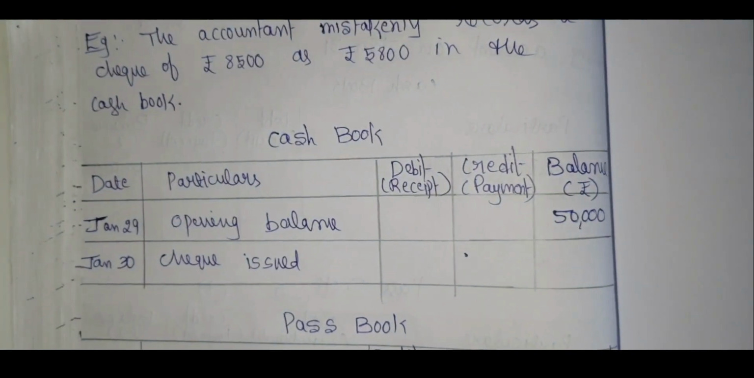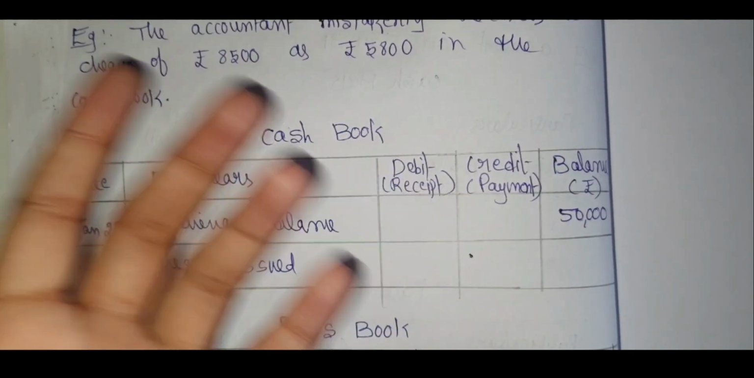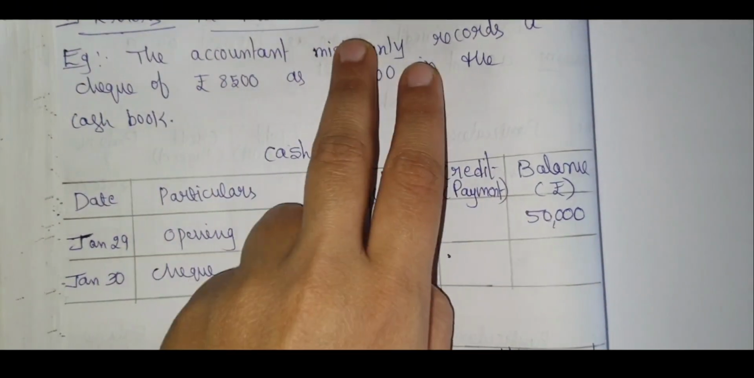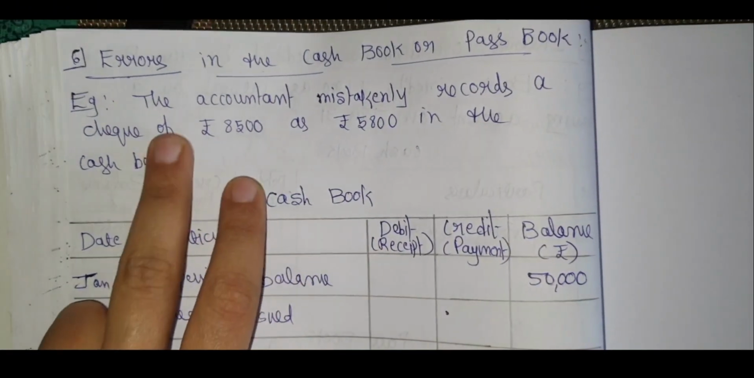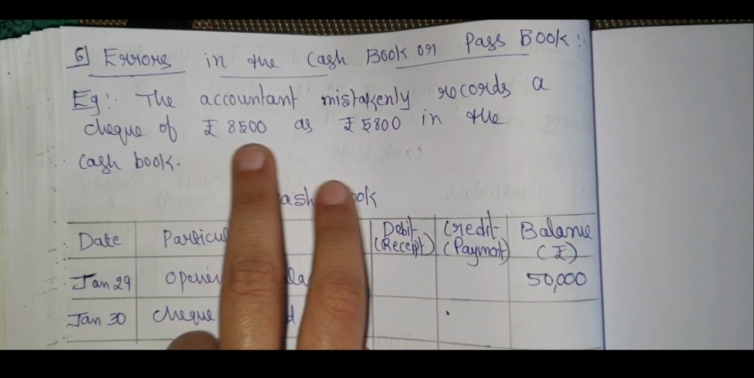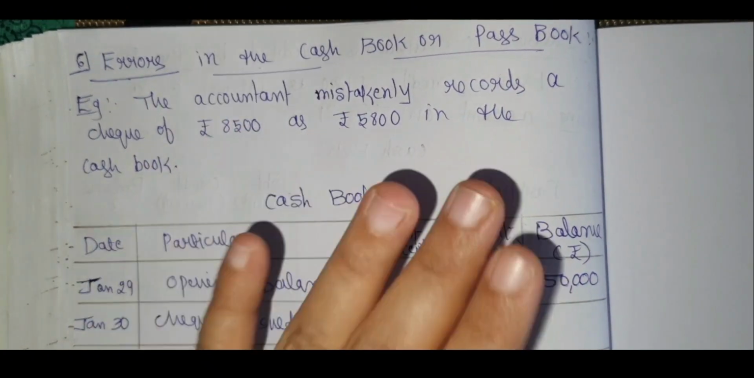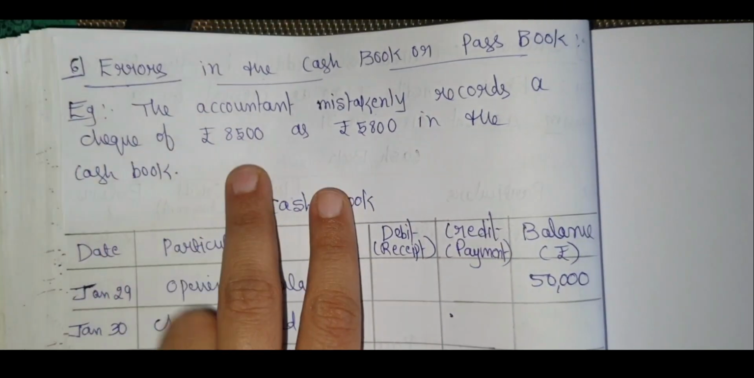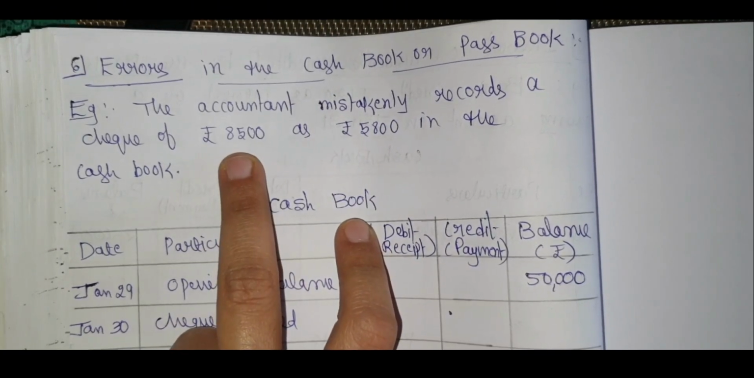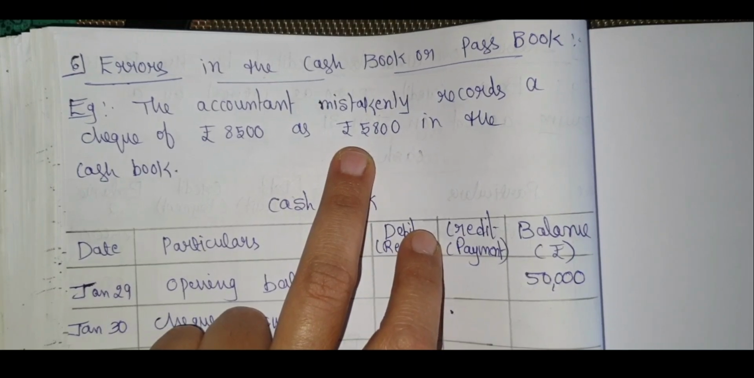It means what? Mistakes like duplicate entries, wrong amounts, or any omissions in either the business records or the bank statements. Okay, so these are errors in the cash book or passbook. For example, the accountant mistakenly records a check of rupees 8,500 as rupees 5,800 in the cash book. The actual amount is rupees 8,500, but he mistakenly recorded rupees 5,800.